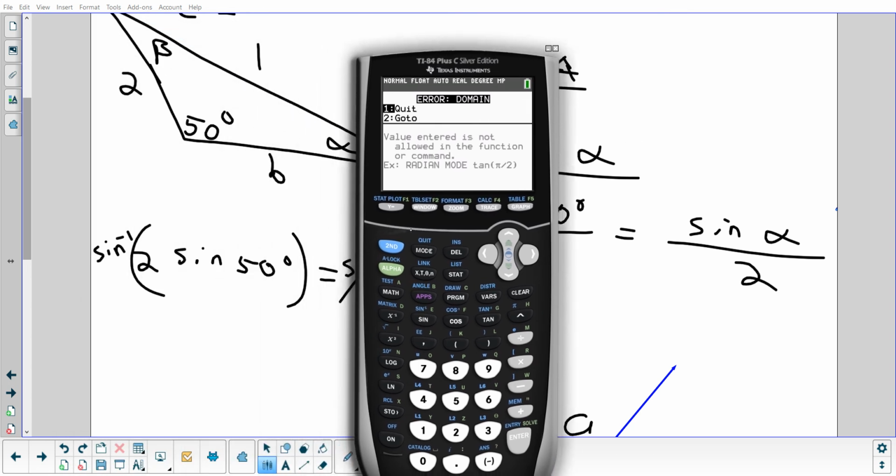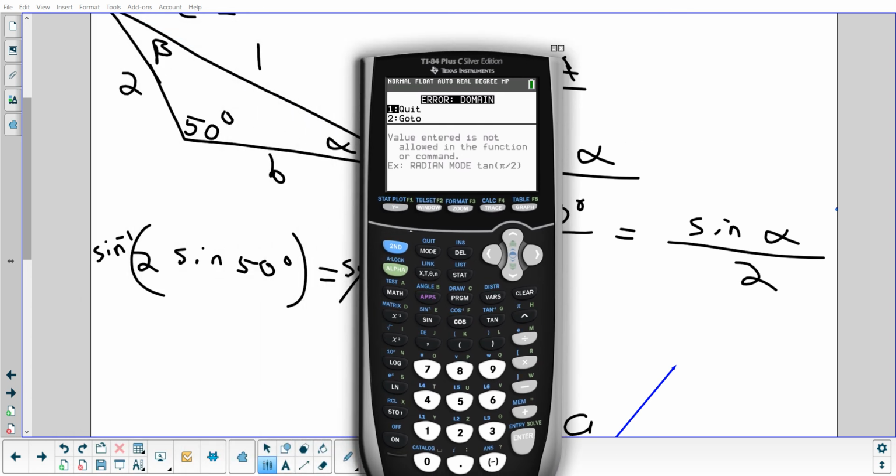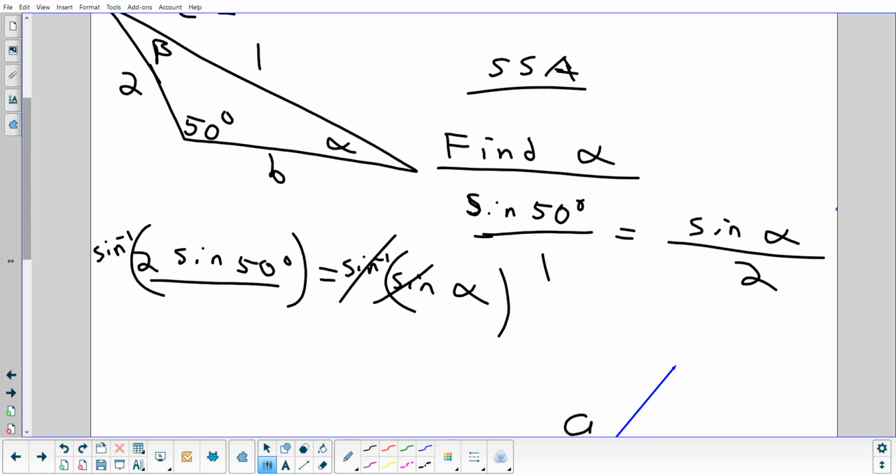So assuming I did everything right, typed it all in right, what does that mean about 2 sine 50? Yep, it's greater than 1. I know just from doing trig, the sine of 45 is 0.707. Well, sine of 50 is a little bit bigger than that. So if I just take 0.7 and double it, I'm already at 1.4. So the sine of 50 doubled is even bigger than that. So it's not going to work.